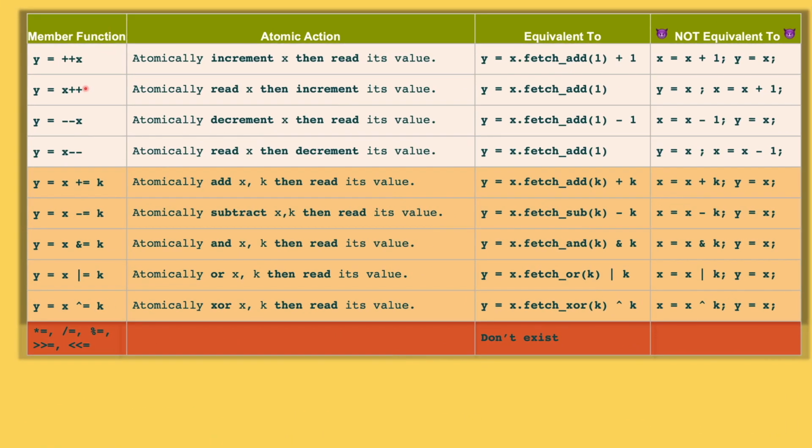So let's look at these operations a little bit more closely. For example, when you write y is equal to plus plus x, what you really say is that atomically increment x, then read its value.